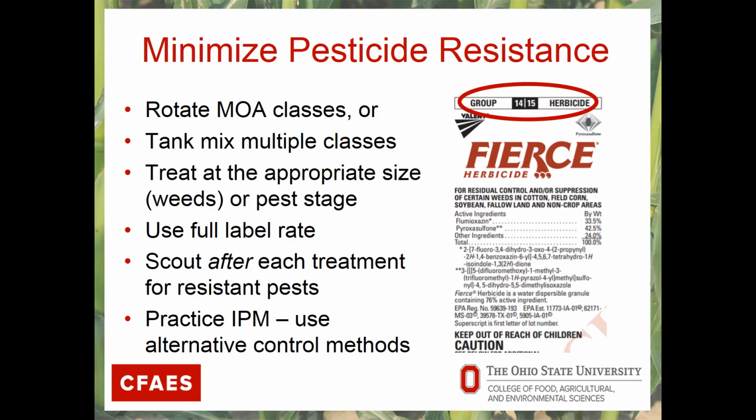When battling a resistant pest, be sure to scout the fields after the application to see if it was effective. If not, promptly follow up with the pesticide with a different mode of action or use effective non-chemical methods to control the pest. Here, this label indicates that it is a tank mixture of pesticides from two modes of action, herbicide mode of action groups 14 and 15.